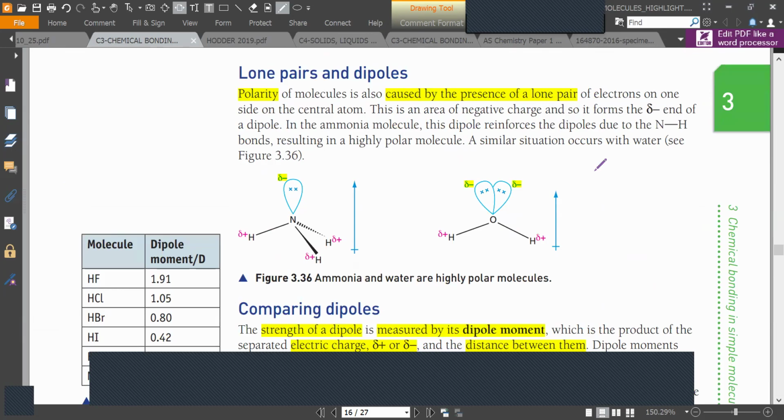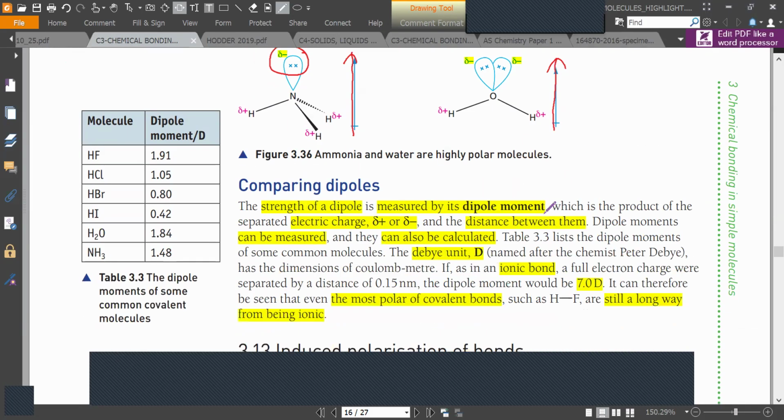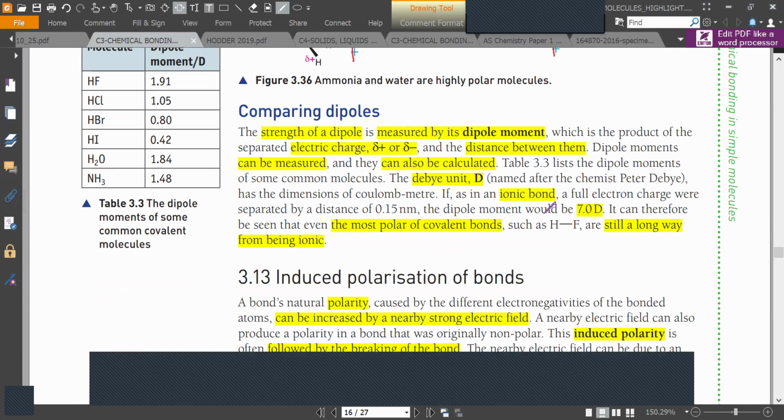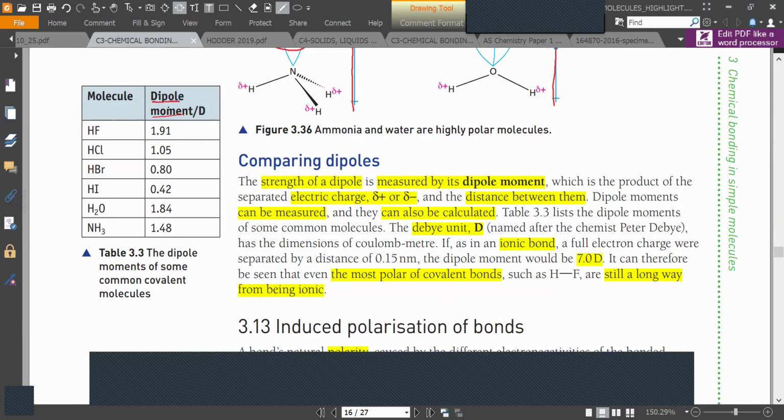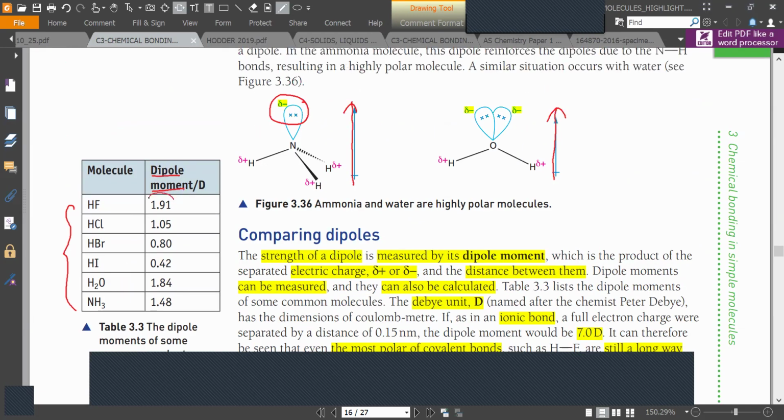Lone pairs and dipoles. When we have lone pairs, of course, it's very negative because it has two electrons. So the dipole goes towards the lone pair. Comparing dipoles, here are some examples of the dipole moment of common molecules. HF has a very strong dipole moment because the electronegativity is very high, 4.0 versus 2.1, so it pulls very strongly.